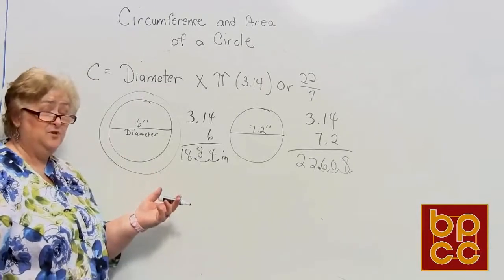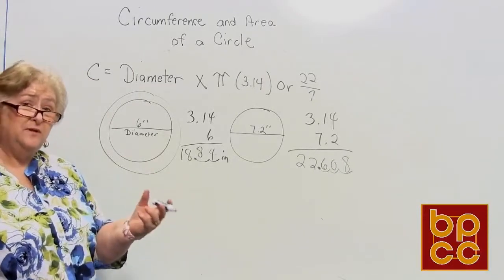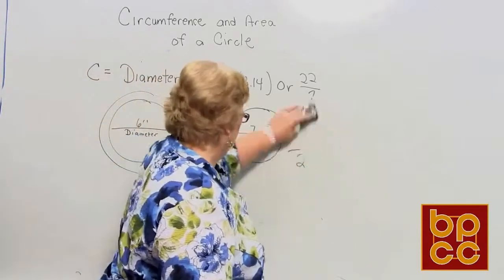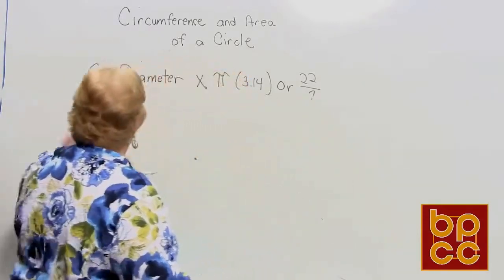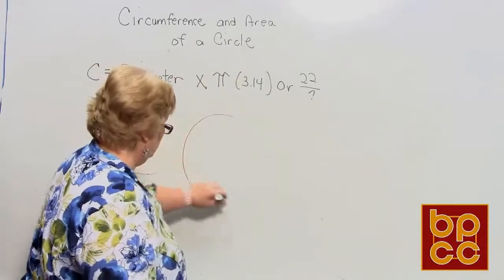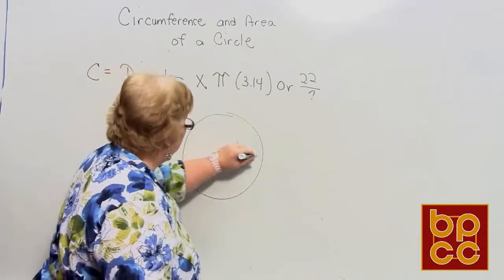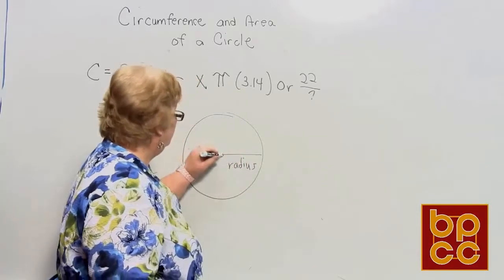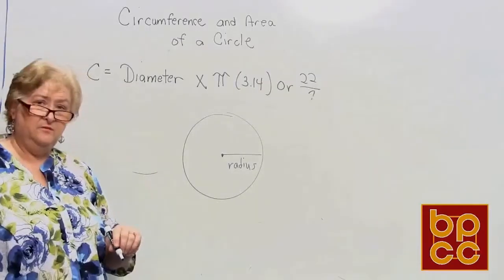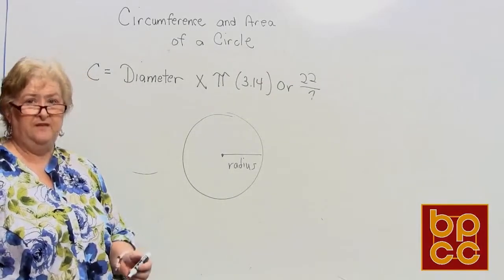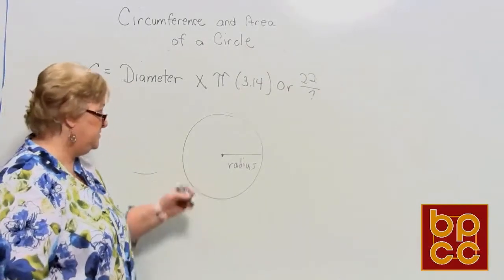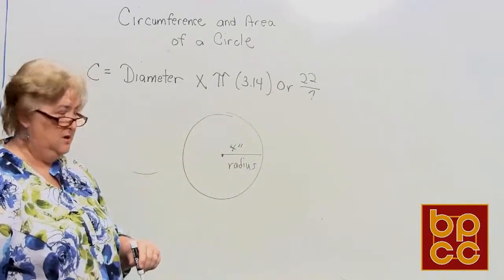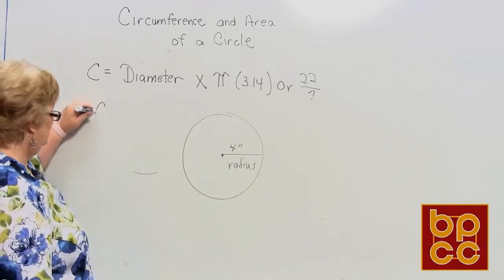Now, a lot of times you're not given diameter. Sometimes you're only given radius, so we need to talk about that as well. Okay? Let's say that you have a circle, and this time they're giving you the radius. Now the radius is nothing but half the diameter, so you know it takes 2 of those to make the diameter.